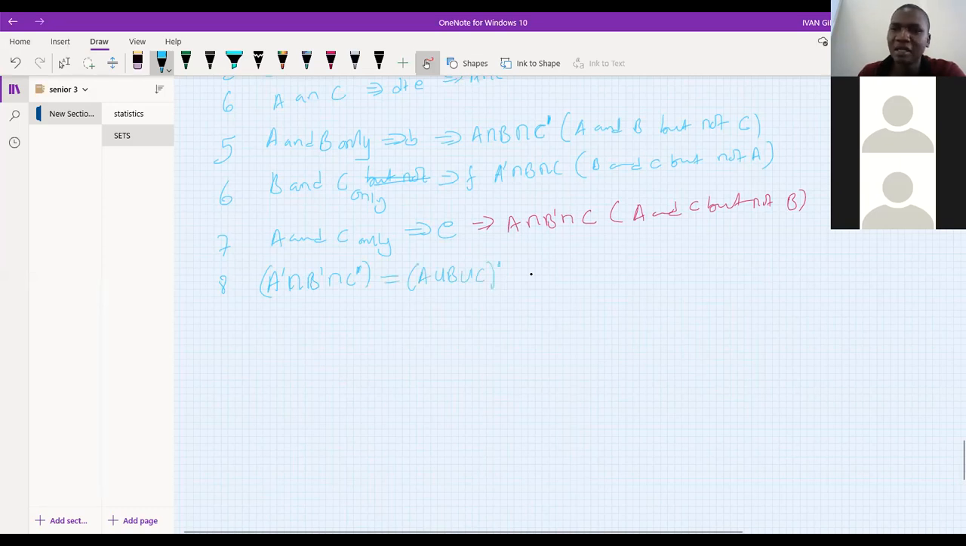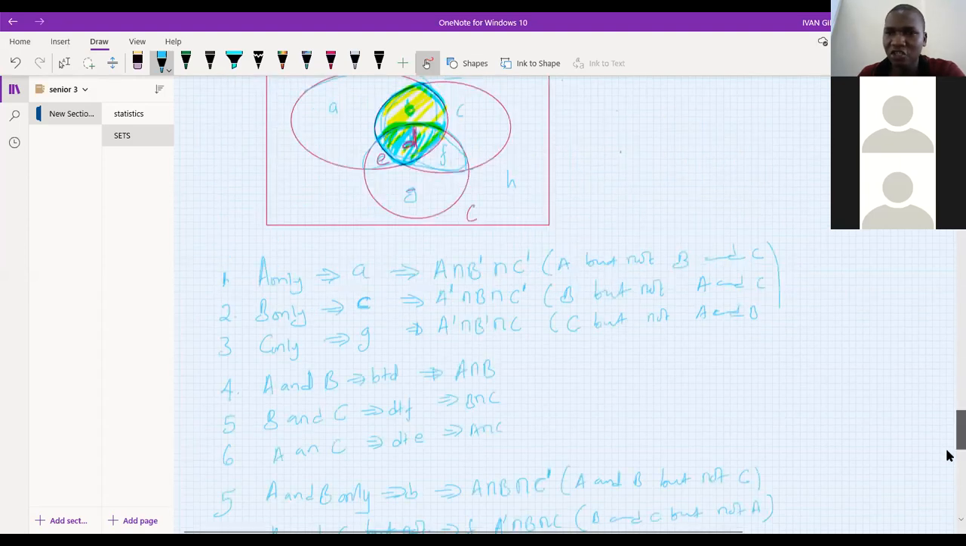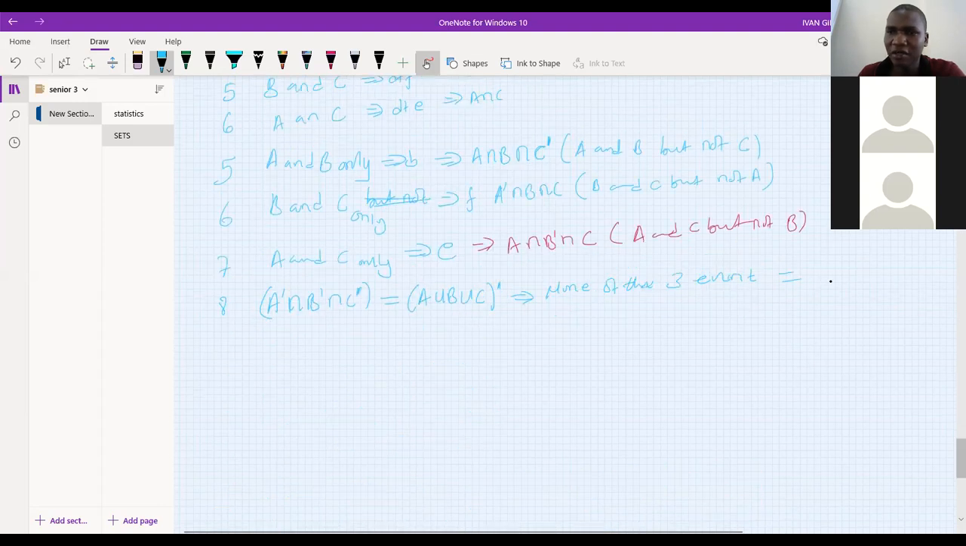This is the same thing, and this will be the same as none of the three events. These events can be maybe games, they can be subjects, they can be foods, something like that. They didn't like any of them. And which region is that according to our Venn diagram? We've labeled it H. It is H. So those ones like none of the three games.